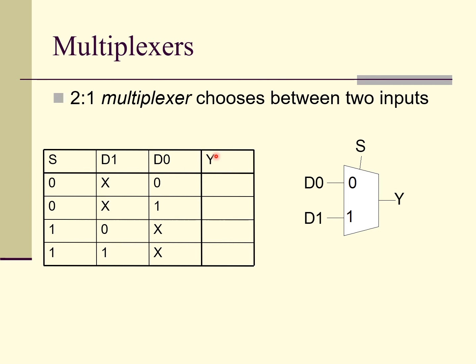So the output Y here will choose, if S equals 0, then the output will choose D0. Okay, so the Y here will take the input D0, and then for S equal to 1, the Y here will take the input D1. So the output Y here will have a 0, 1 and 0, 1 like this.